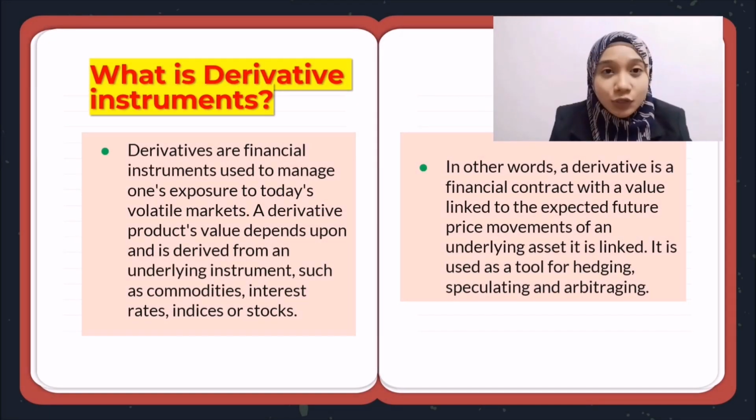So we proceed. What is a derivatives instrument? Derivatives are financial instruments used to manage one's exposure to today's volatile market. A derivative product's value depends upon and is derived from an underlying instrument such as commodities, interest rate, or stock. In other words, a derivative is a financial contract with a value linked to the expected future price movement of the underlying asset it is linked to. It is used as a tool for hedging, speculating, and arbitraging.